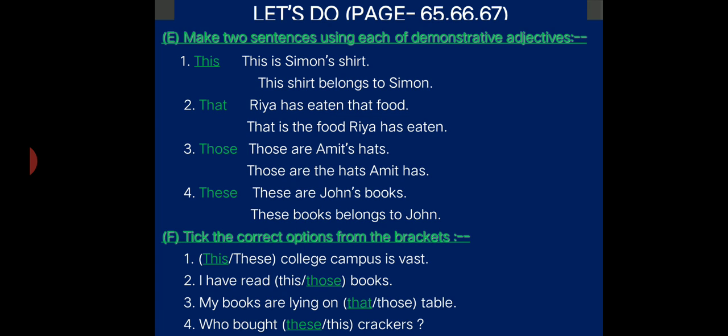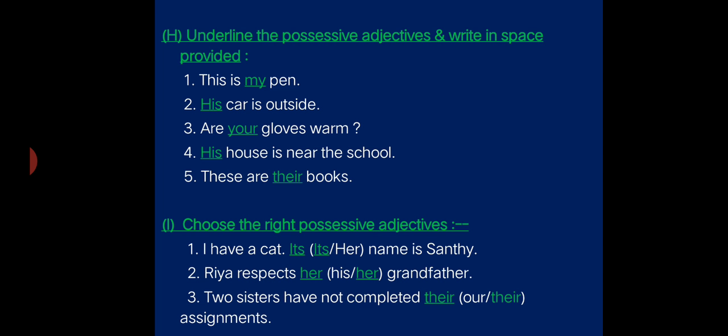Next in part F, you have to tick the correct options from the bracket. Dash college campus is vast. This or these? This college. I have read this or those books. Those books. My books are lying on that or those table. That table. Who bought these? This crackers. These crackers.